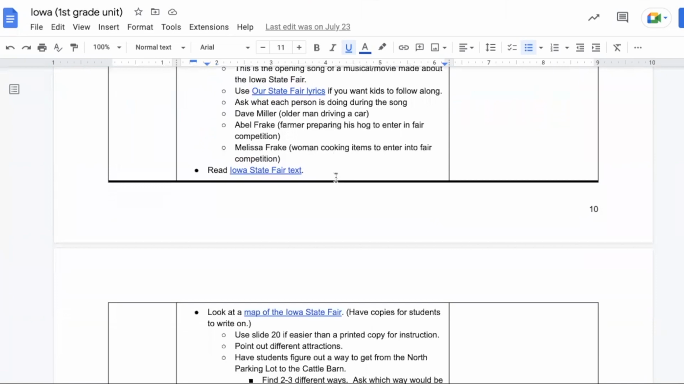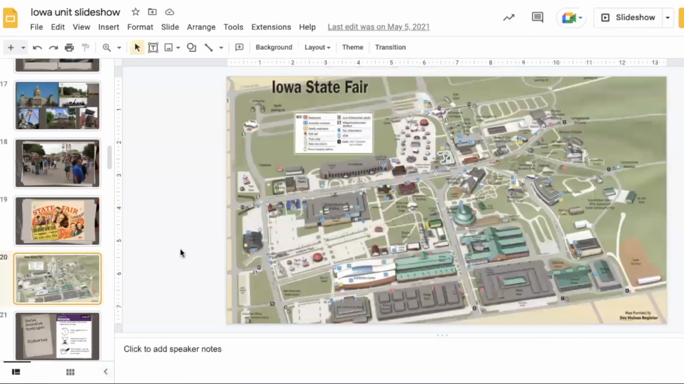There's a bit of text that you can read about the fair, but the biggest focus of this lesson is this map. And I would recommend having copies of it for students so that they can mark up the different locations and routes. Give students time to explore the different aspects of this map. You might want to remind them what this key stands for, and you might want to talk about some of the different attractions that can be found.